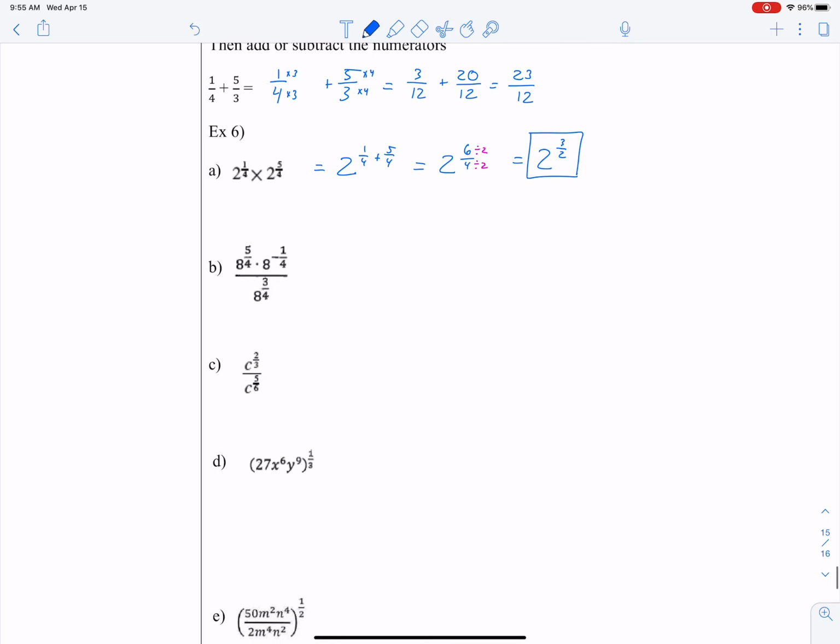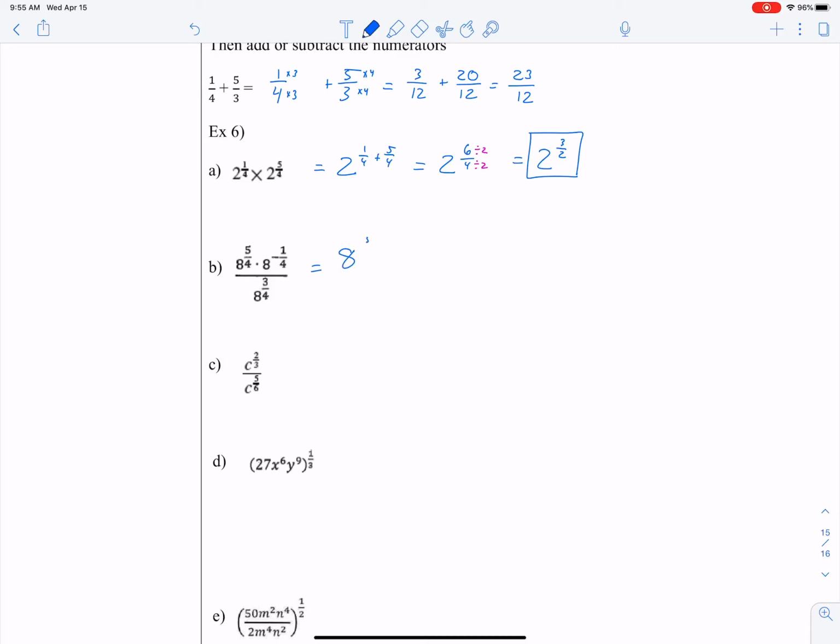Next question, B. So here we have 8 to the 5 over 4 times 8 to the negative 1 over 4, and then divided by 8 to the 3 over 4. So these are all the same base, so that means we can add or subtract them all together. We're also lucky again, we have all the same denominator for our fractions. So let's add those together.